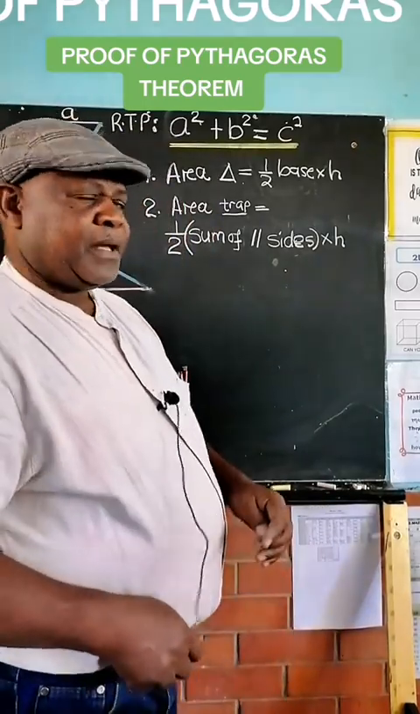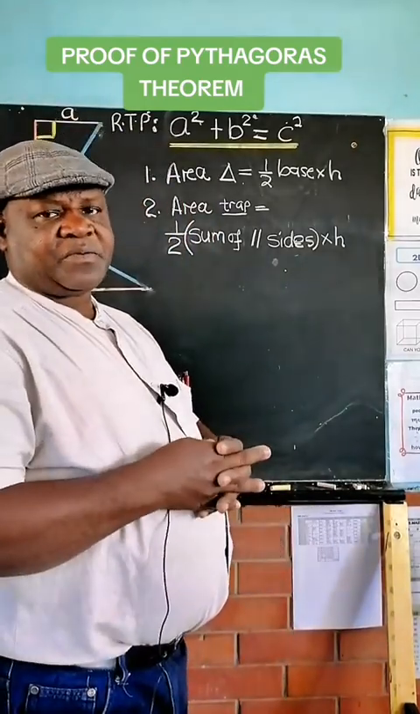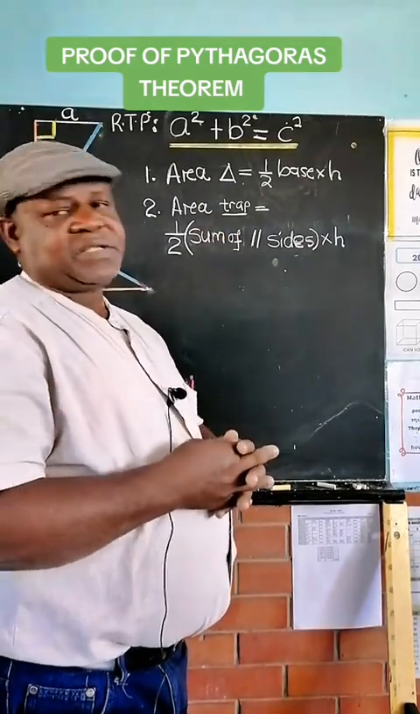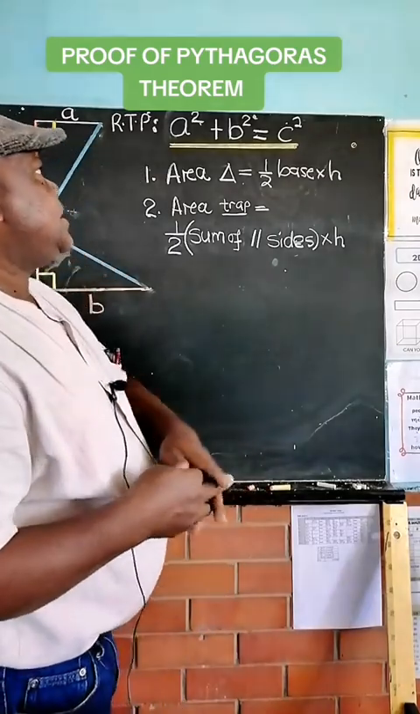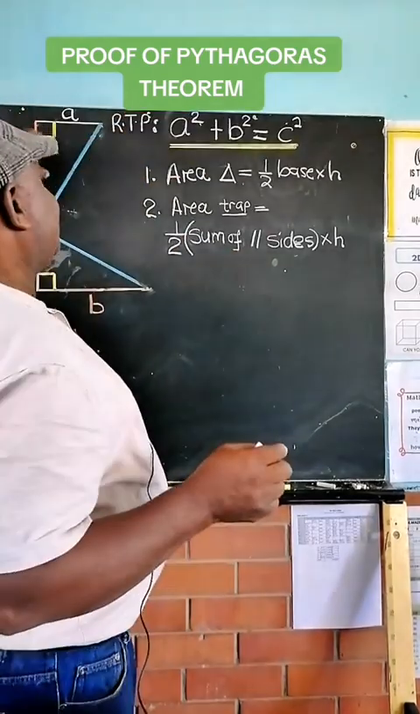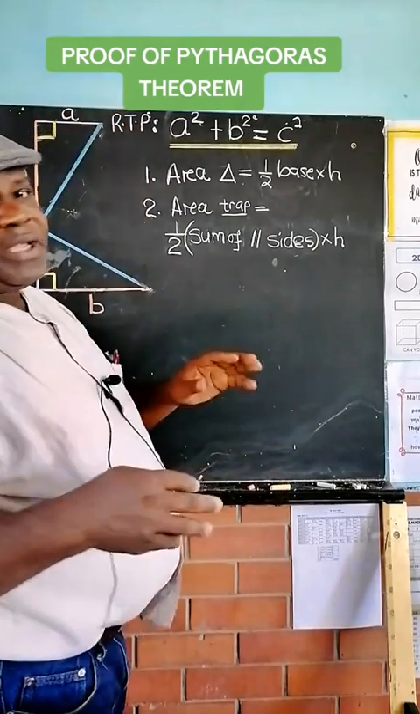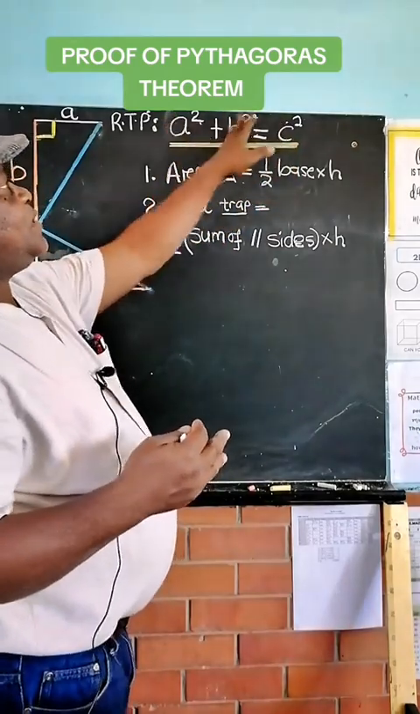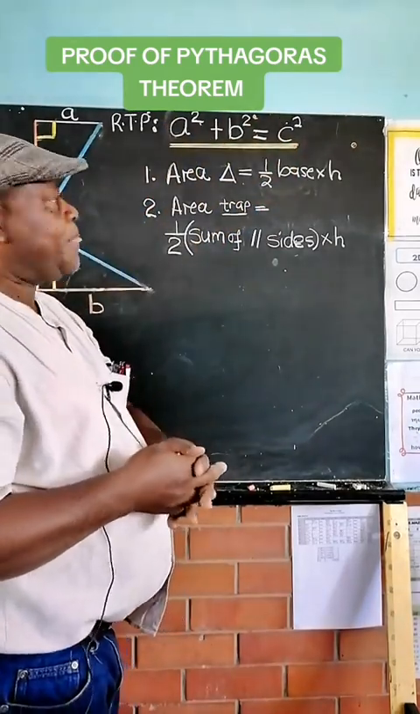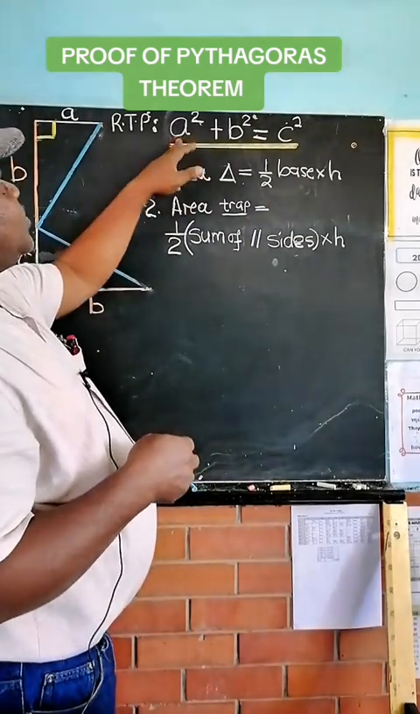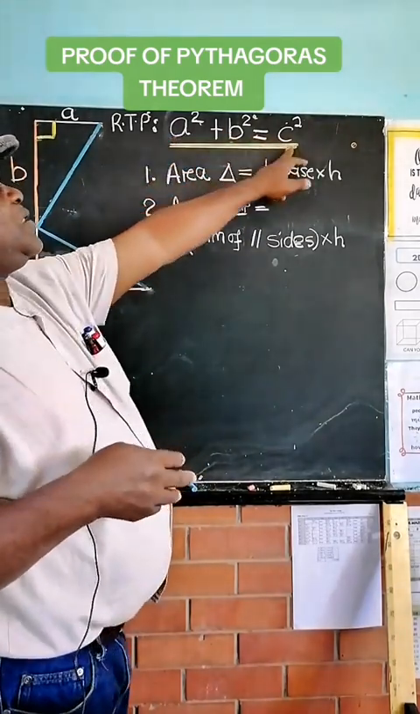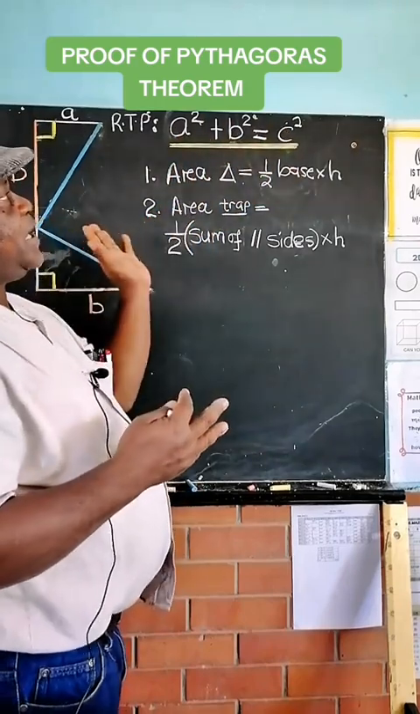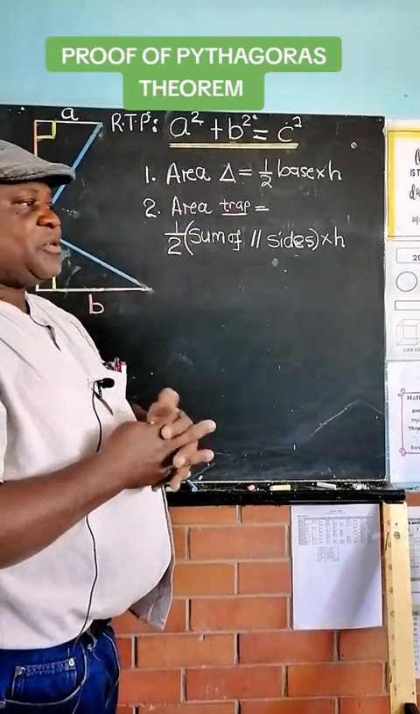Hello. The theorem of Pythagoras can be proved in several ways. I'm going to show just one of these proofs. It states that in a right-angled triangle, the square of the hypotenuse is equal to the sum of the squares of the other two sides. Algebraically, a squared plus b squared is equal to c squared, where a and b are the smaller sides of the right-angled triangle and c is the hypotenuse.